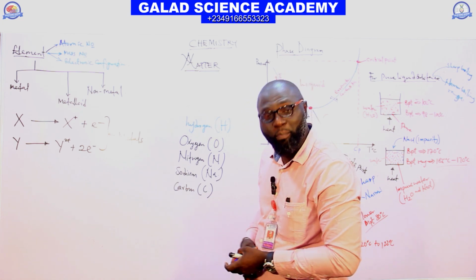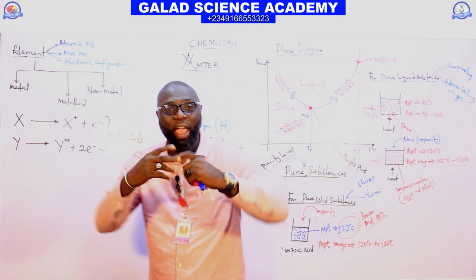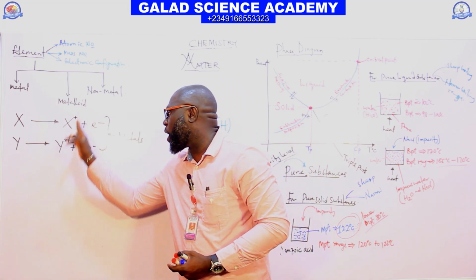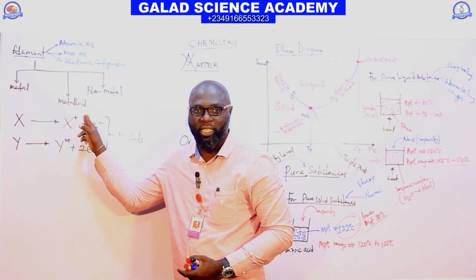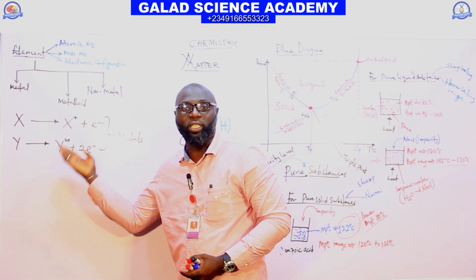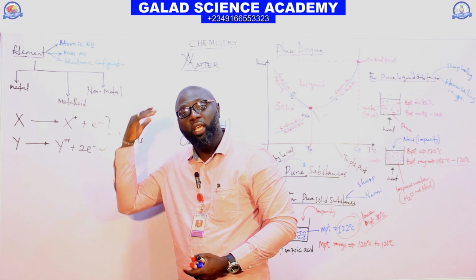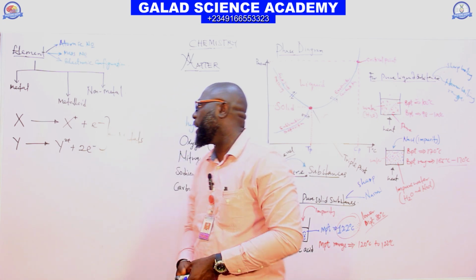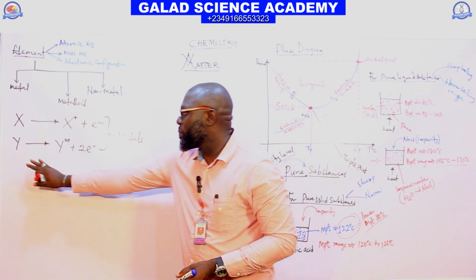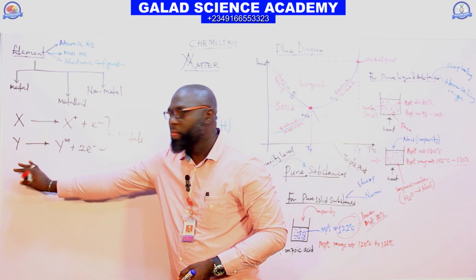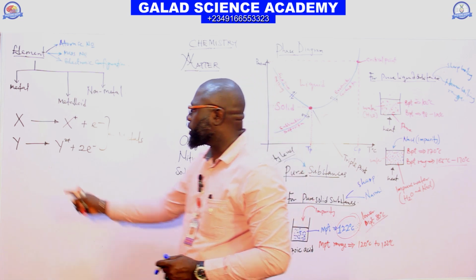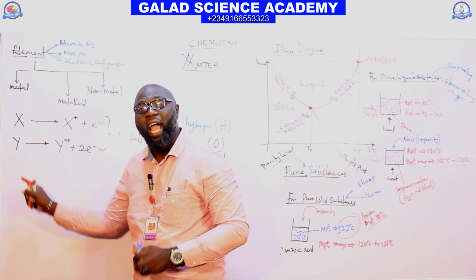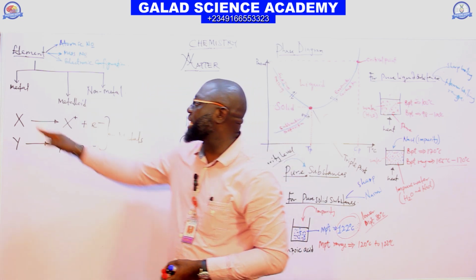How are we going to define metals? Metals, they are elements that ionize by losing electron, and they will become a positive charge. And this positive charge, we call it cation. When we get to the particle of matter, I will explain ions. So that is metals. I'm just using X and Y for this.